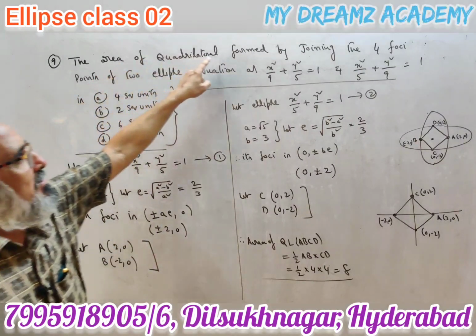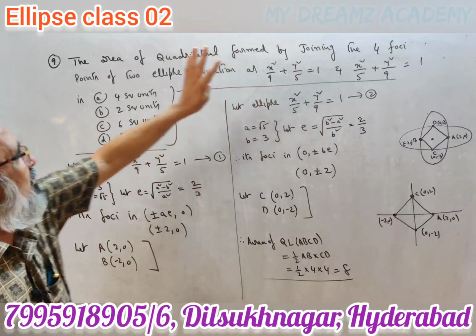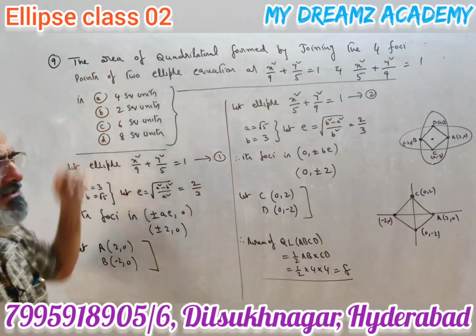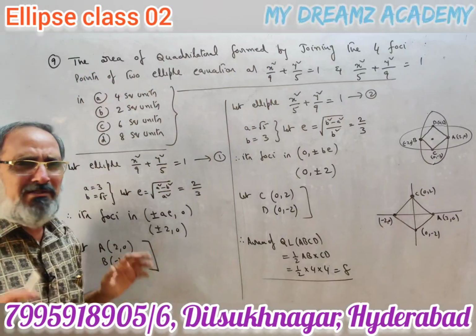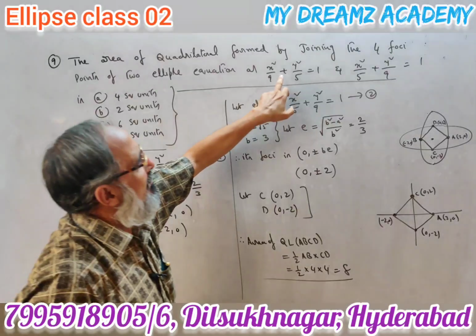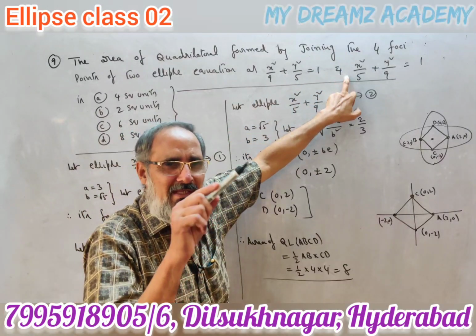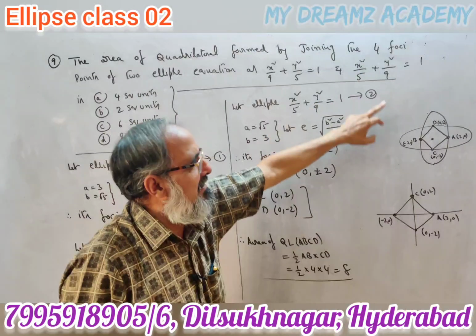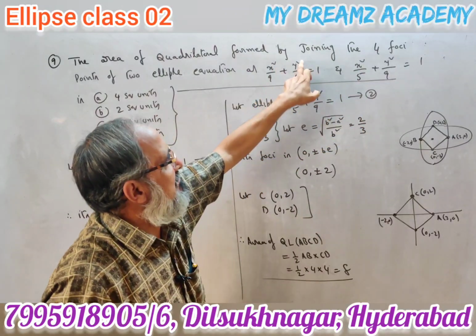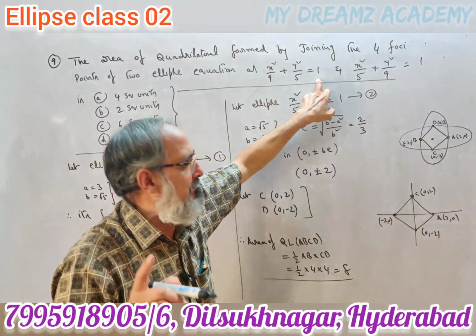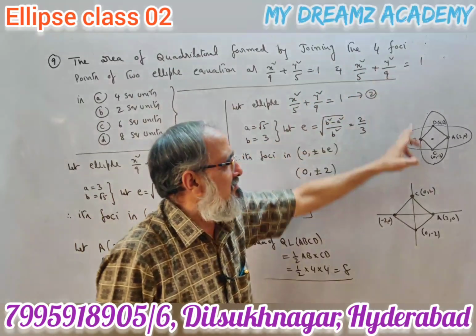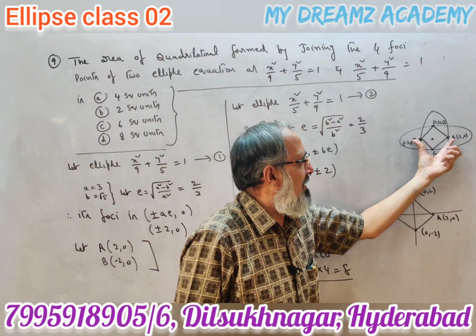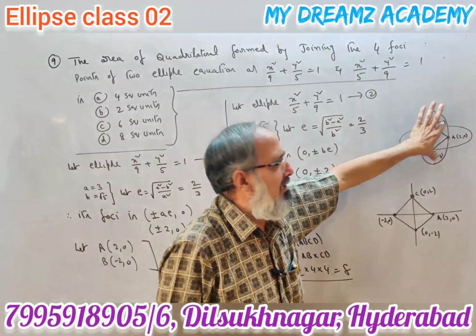The area of the quadrilateral formed by joining the 4 foci points of 2 ellipse equations is given. Options are given. Now you observe what they are actually asking. These 2 are inverse designs of the ellipse. One is x²/a² + y²/b² = 1 with a greater than b, another is with a less than b. So one is like this and another is like this. Double foci will be there for the first and double foci for the second.